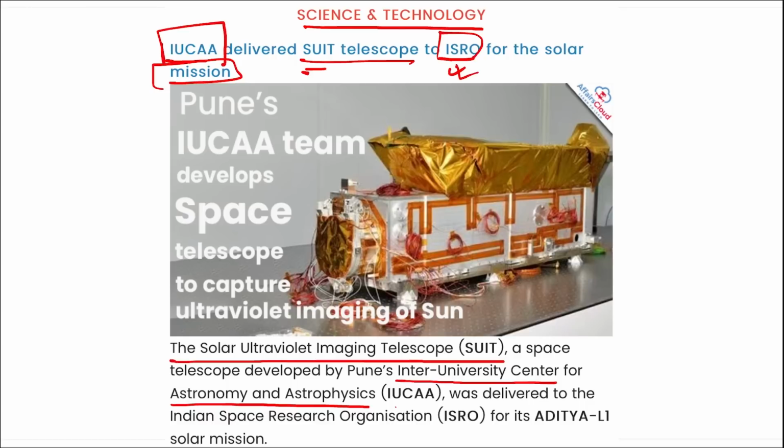Correct. It was developed by the Inter-University Center for Astronomy and Astrophysics, and it was delivered to ISRO for the Aditya L1 solar mission. What does this L1 stand for? This is the Lagrange 1 point. These are the points in space at which this particular telescope, or this particular satellite, will be placed. Correct.